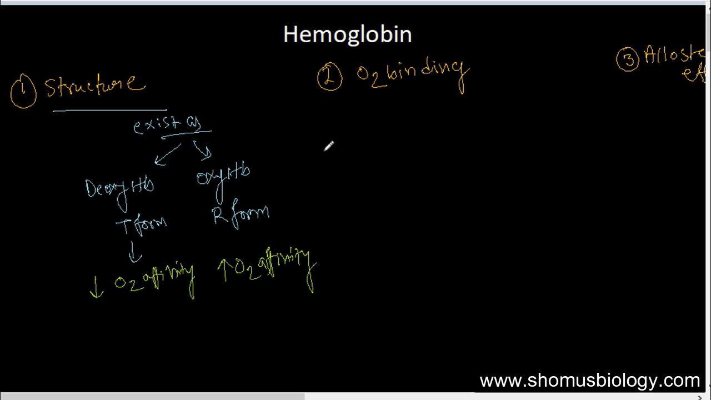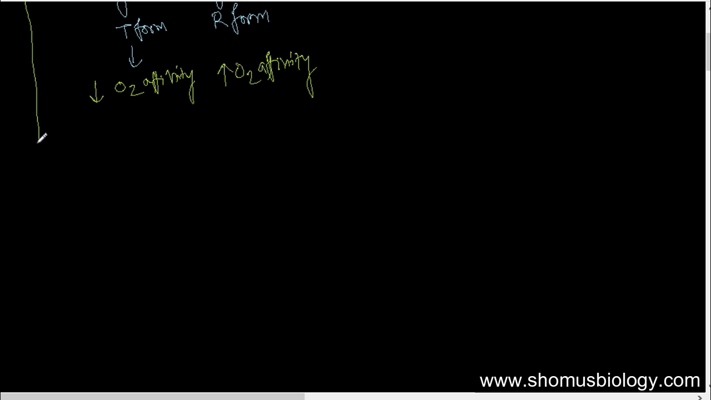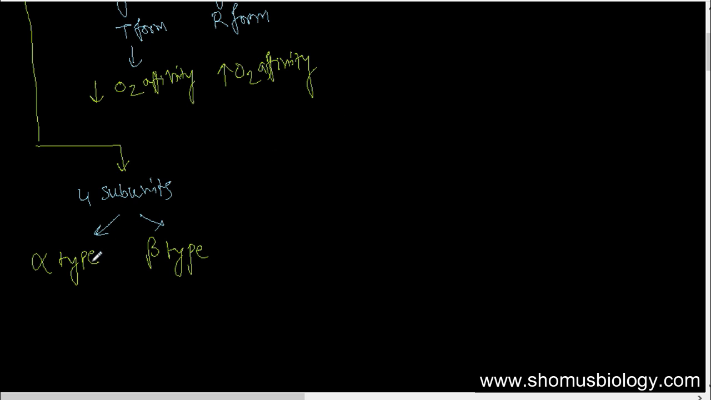Now if we talk about the different subunits in the structure of hemoglobin, let me draw that. What I can write here is that there are four different subunits of hemoglobin, and those four subunits are composed of two types. There is the alpha type and then there is the beta type. Two alpha type and two beta type.